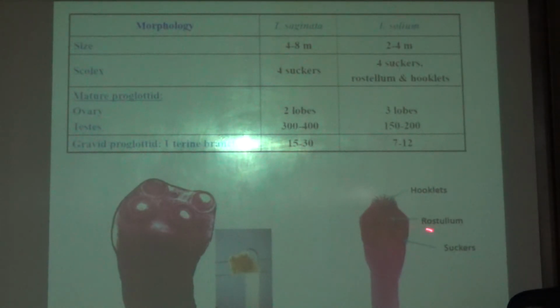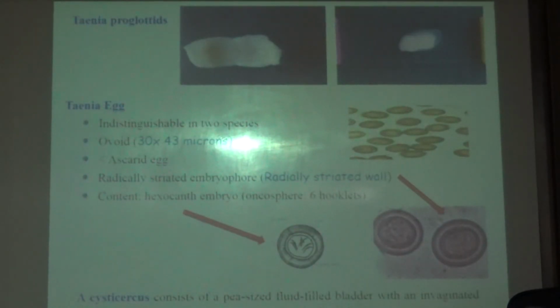These are the hooklets, rostellum, and suckers. Through the hooklets it gets attached, with suckers also. This is the Taenia proglottid, and the egg. This picture of the egg is very important because this is known as the hexacanth embryo. Six lines you can see, six hooklets, they are basically the hexacanth embryo. This type of egg you will find in Taenia solium, Taenia saginata and Echinococcus granulosus also. This is common for all three.